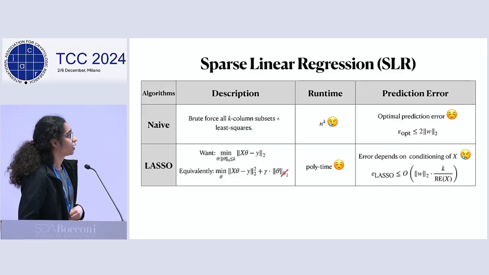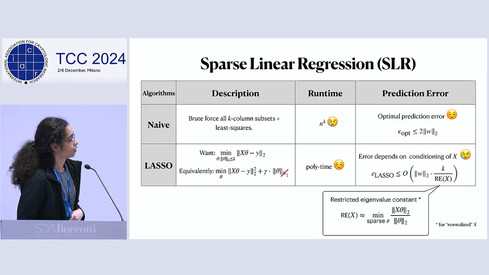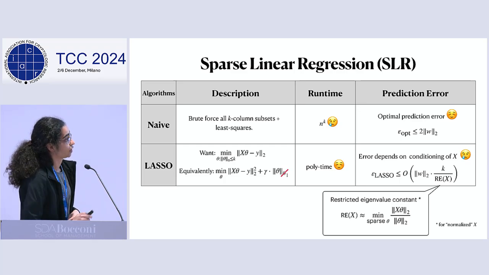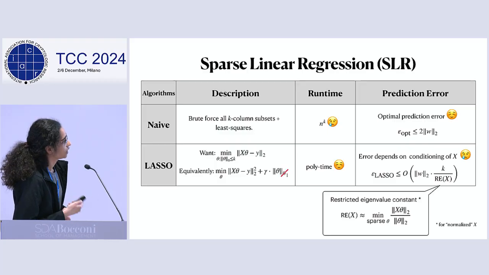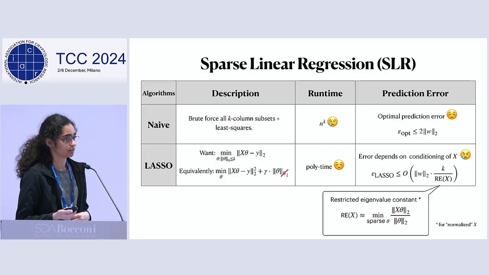The prediction error you can bound, but the problem is that the bound depends on how well conditioned your design matrix X is. In particular, the bound is inversely proportional to the restricted eigenvalue constant of this matrix X, which is, and I'm going to gloss over a lot of details here, but you should think of it as the minimum ratio between the norm of X theta versus the norm of theta for all sparse theta. For more intuition, think of it as the extent to which X can kill a sparse vector theta.